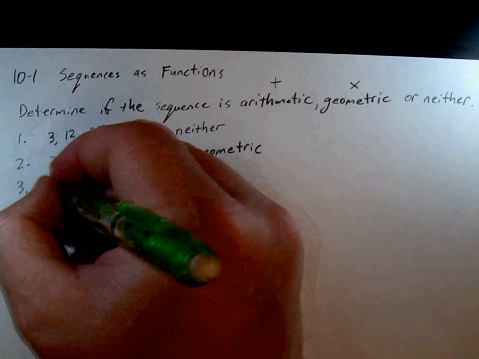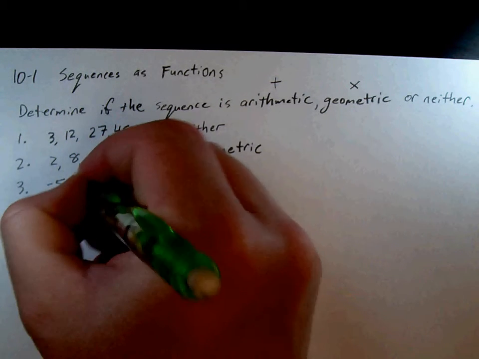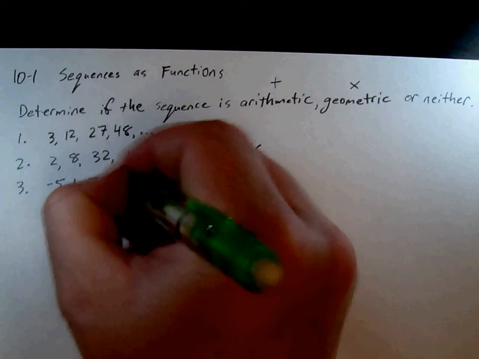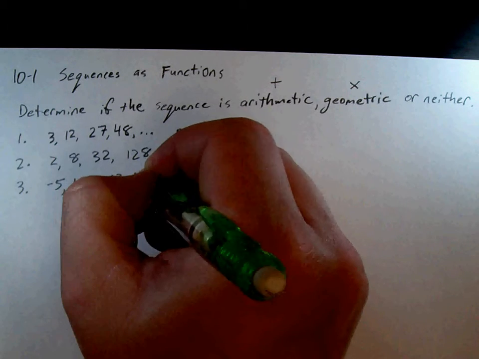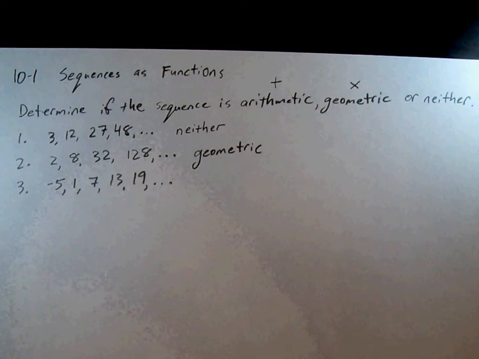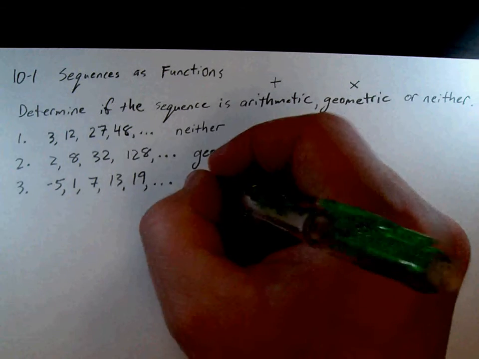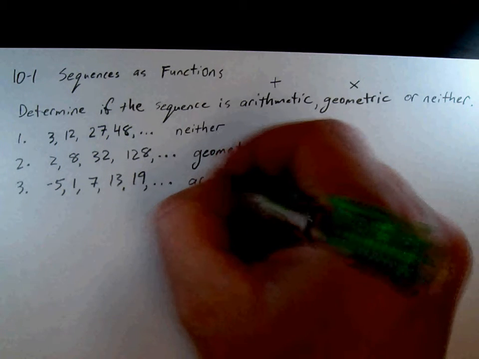One more. Okay, negative 5, 1, 7, 13, 19. So from negative 5 to 1, I added 6, and then I added 6 to 7, then I add 6 again, add 6 again, so I'm adding the same number. So that makes this one arithmetic.